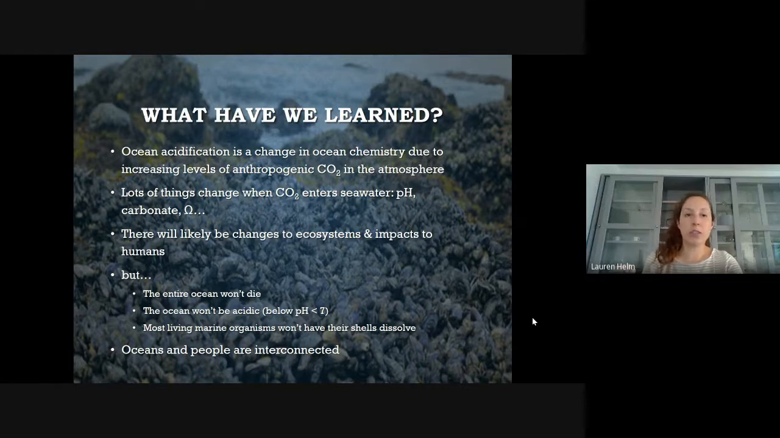Now, normally the ocean actually should be at a pH of about 8 point something. Right now, it's in the 7 point somethings, and it can continue dropping, but we don't think we'll ever see anything below 7. Lastly, most living organisms are not going to have their shells dissolved. We're talking about an increase in the dissolving or the weakening of them, but not every living organism is going to have its shell dissolved. We do need to remember that oceans and humans are interconnected and dependent on each other.